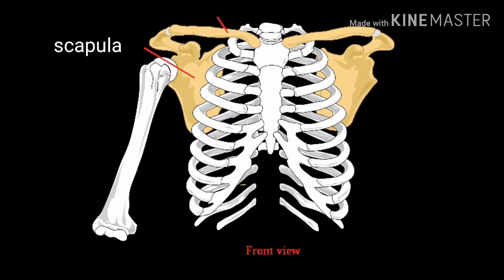Each of the pectoral girdles consists of only one scapula and one clavicle. The scapula articulates with the clavicle and with the humerus bone of the arm. The clavicles hold the scapula laterally away from the thorax.